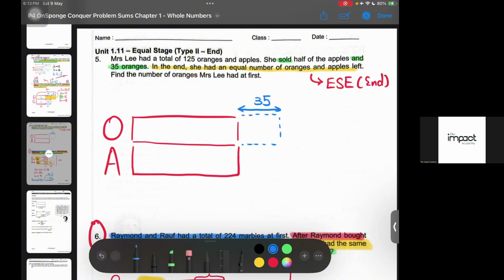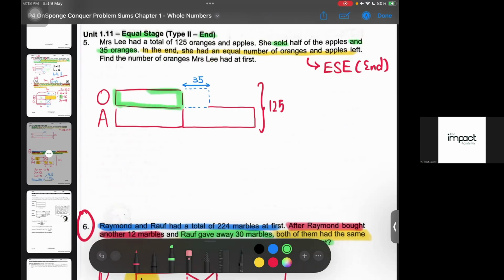After that, what should we do when it comes to the apples? Half, right? So we're going to add back the half. If she sold half, isn't it true that she's basically left with half? Imagine my calculator, I cut it into half. Imagine my hand, I cut it into half. Imagine you cut chocolate into half. You understand what I'm trying to say?